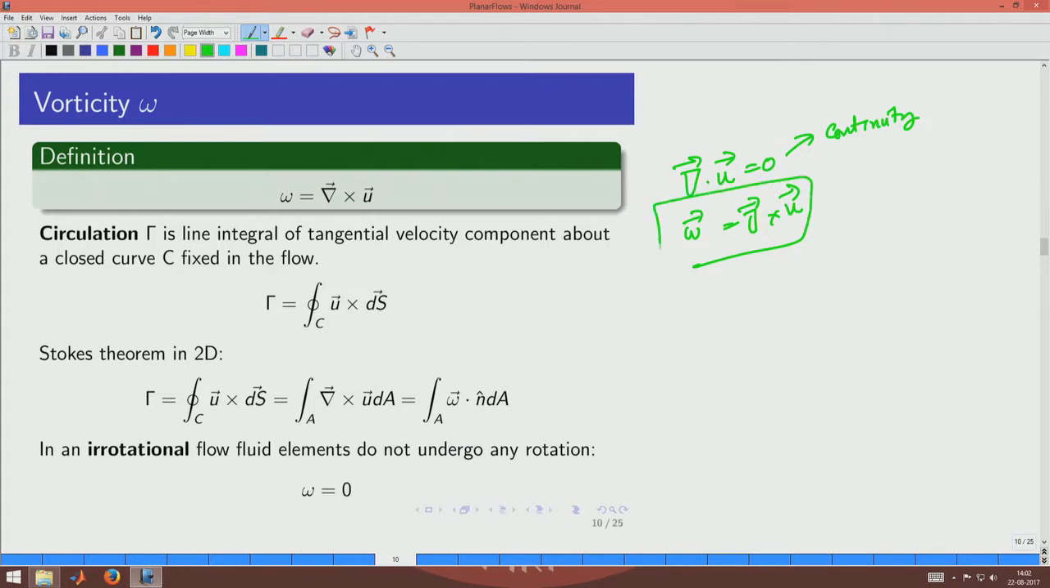We want to give a name for this, because when that is 0, we want to define it with another name. Okay. So, if vorticity is 0, then we want to give a name for that kind of planar flow, and we call it an irrotational flow.